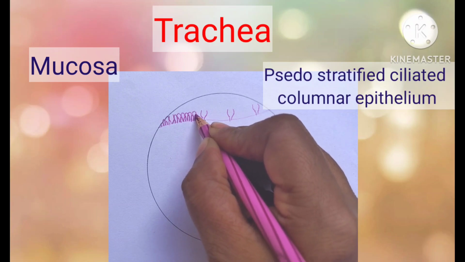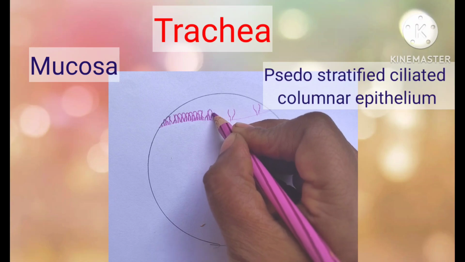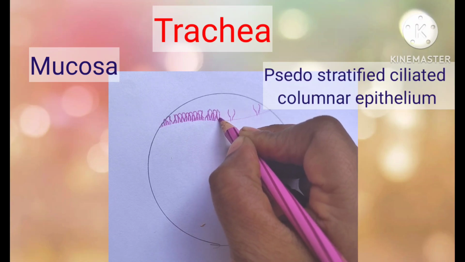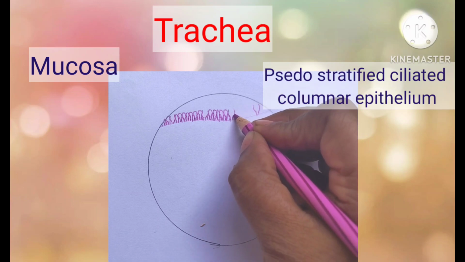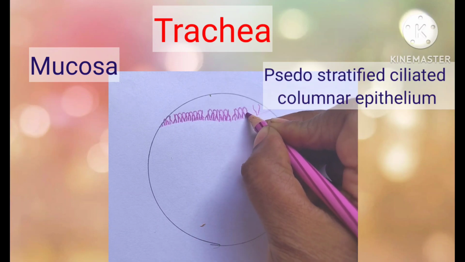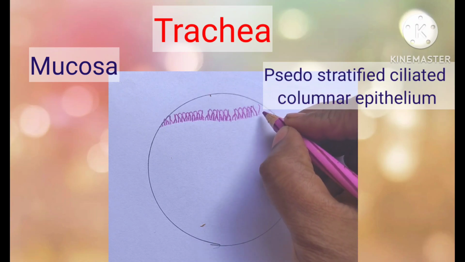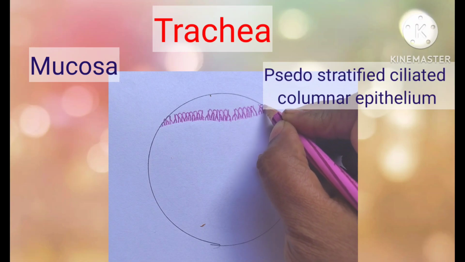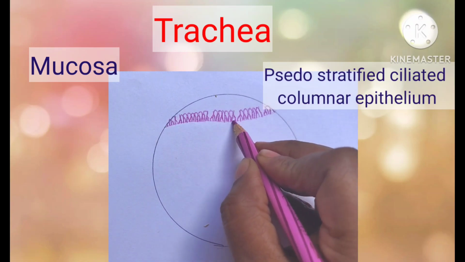The mucosa. The mucosa contains the epithelium and underlying lamina propria. So the mucosa is pseudostratified ciliated columnar epithelium, the similar epithelium throughout the respiratory system; most of the places you'll see that. So we have tall columnar cells with the cilia which beat towards the larynx.